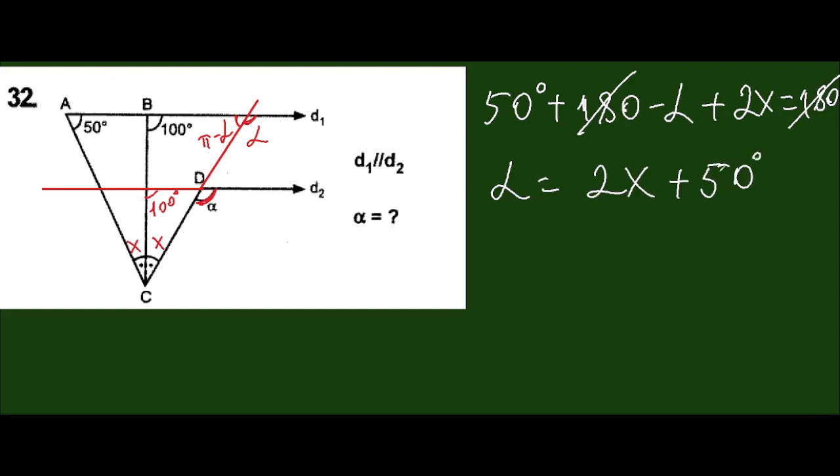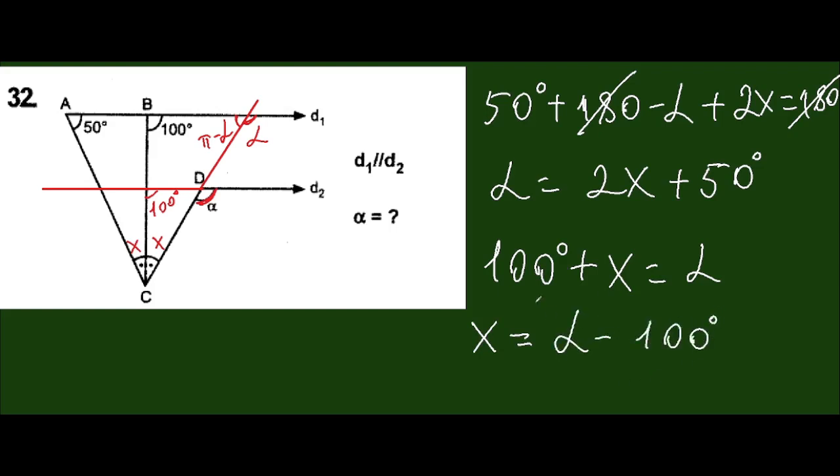So we'll leave this one, and from this triangle, we can know that 100 degrees plus x will equal to alpha. So we found alpha here. So the sum of the two angles will give us this angle, the outer angle. And from this we can find out x, and x will equal to alpha minus 100 degrees.